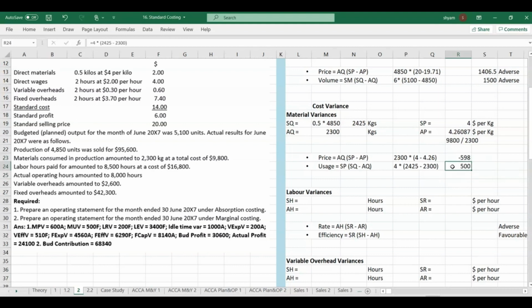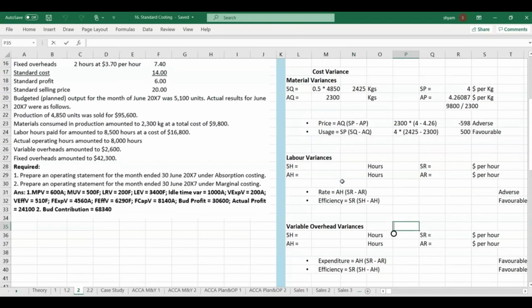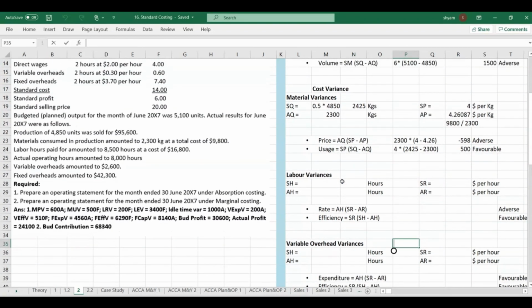So you can see here, they should have bought it at 4. They have bought at 4.26. So it is adverse. And they should have consumed 2425. They consumed only 2300. So that is favorable. So that's about the material variance. So we'll see the other variances here.